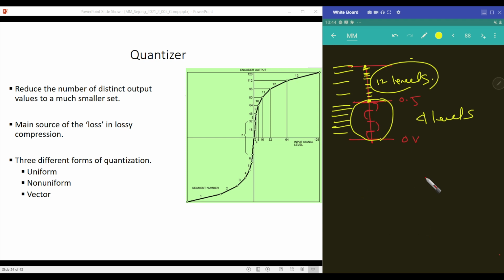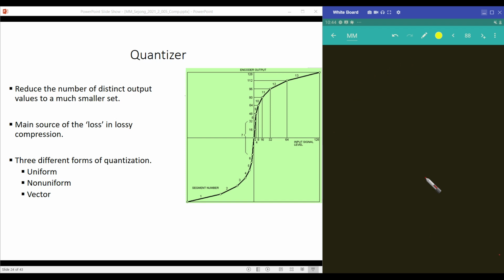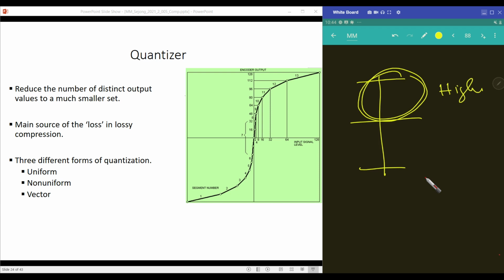Or sometimes it is the opposite, depending on our applications. Maybe most of the voltages are coming around higher values, and fewer samples around lower values. At that time it is a good idea to differentiate these values more and those values less. So this is called the non-uniform concept.